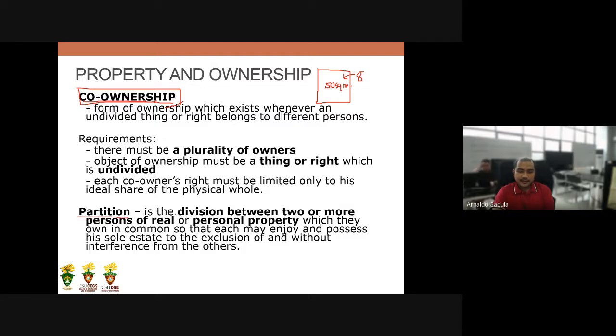Next is partition. It's the division between two or more persons of real property or personal property which they own in common so that each may enjoy and possess his sole estate without the interference from the others. So muna siya ang kasabot na katong tunga-tunga na siya. Divide or a partition. Kung bilas na kang magtunga.